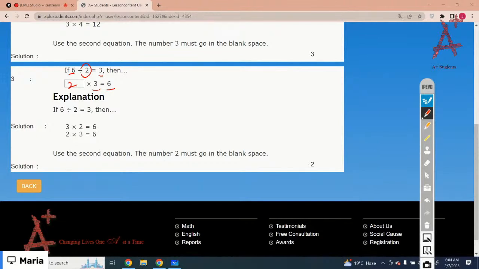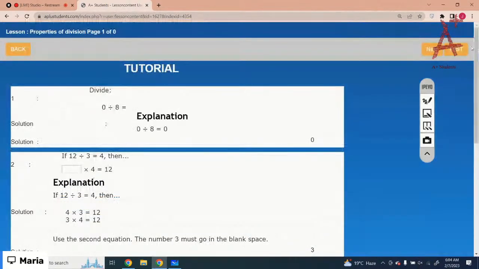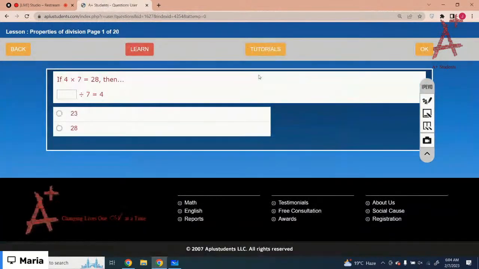So let's just start with the test questions. Okay, the first one is 4 times 7 equals 28. So which number is missing? Which number divided by 7 equals 4? So which is the correct option?